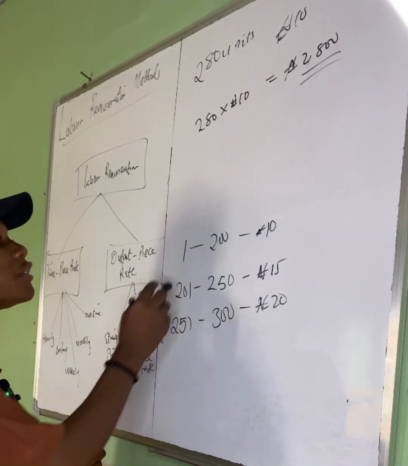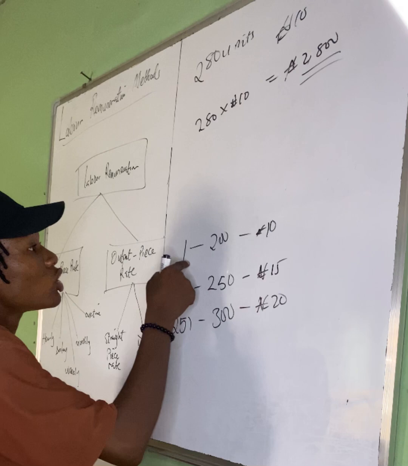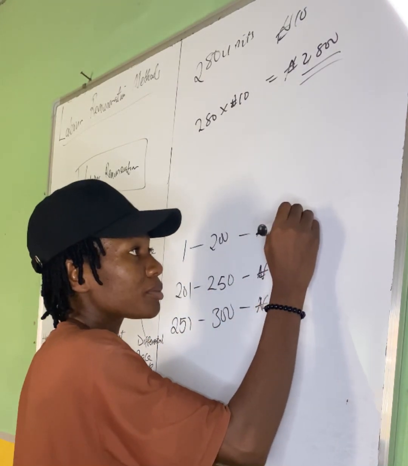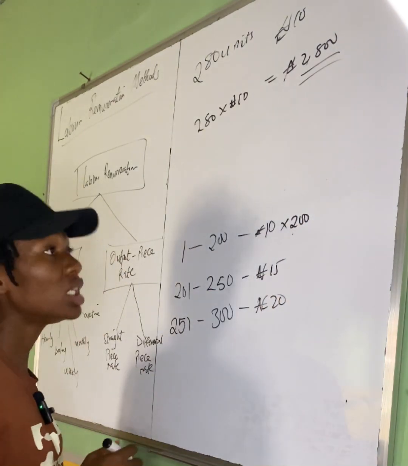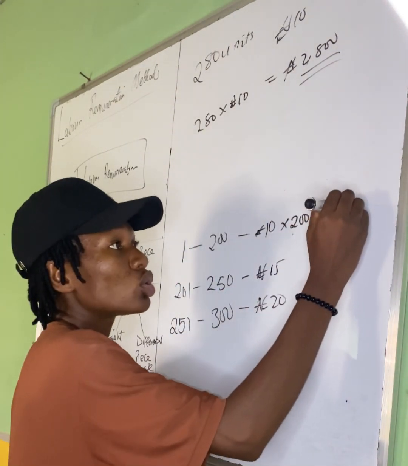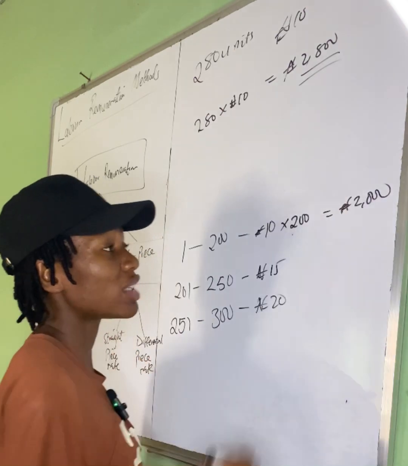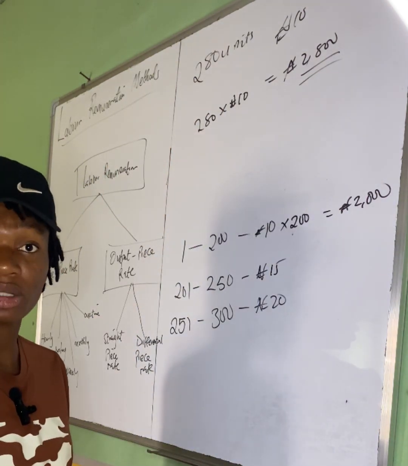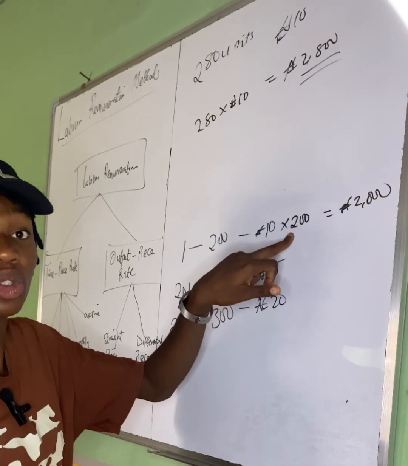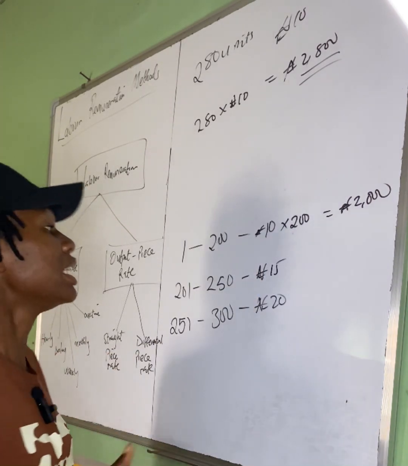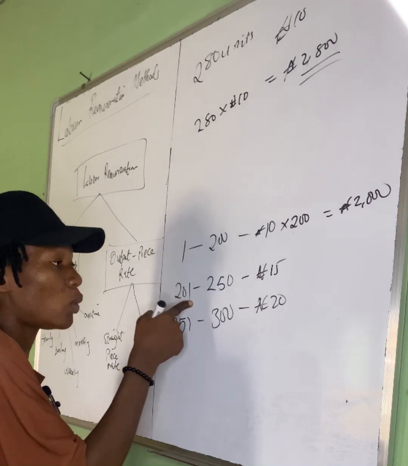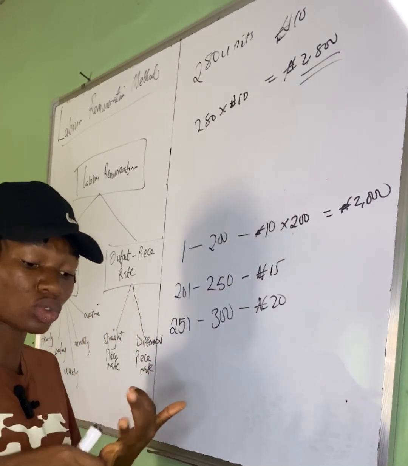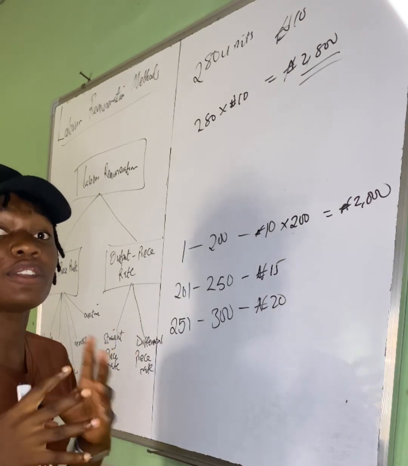280 units was produced, and we want to pay the person based on the differential piece rate. Now for the first 200 units he produced, we are going to be paying 10 naira times 200 units, and that will give us 2,000 naira. That's for the first 200 units. If we have deducted 200, we are left with 80 extra units, right? Now, this is from 201 to 250.